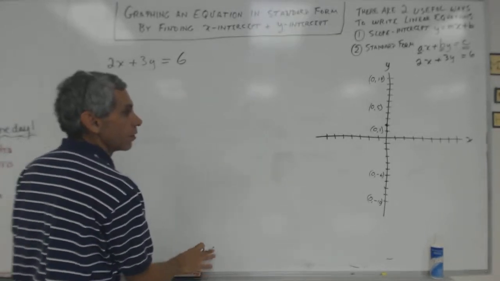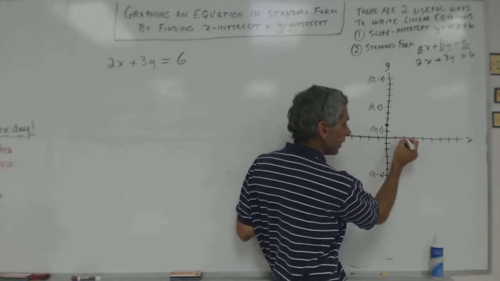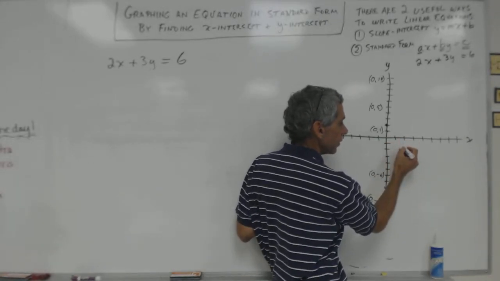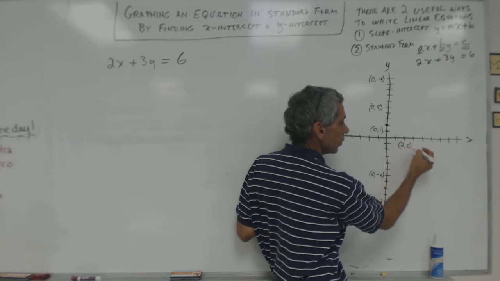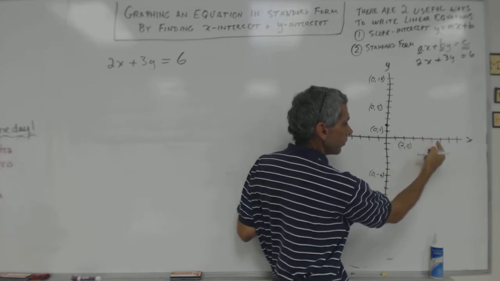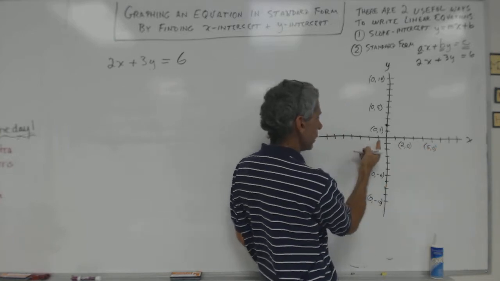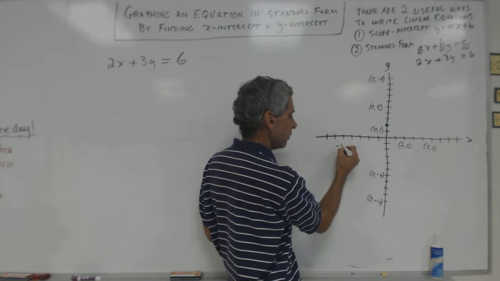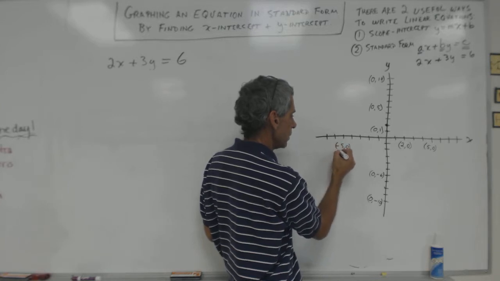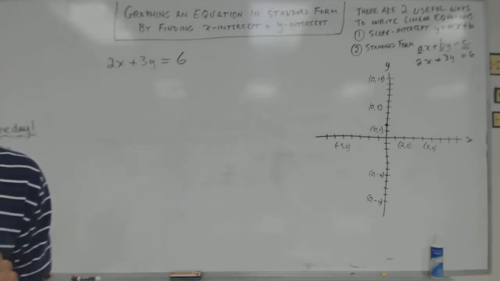Now, I have a question. What is this point right here? 2, comma, 0. What is this one? 5, comma, 0. What's this one? Negative 5, 0. Wow, that's interesting. What do we notice? Same thing.